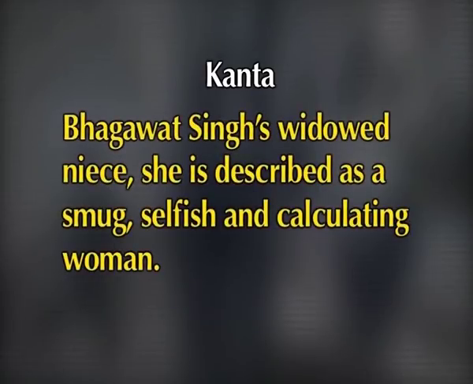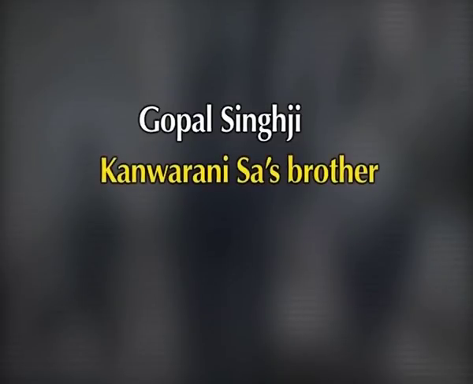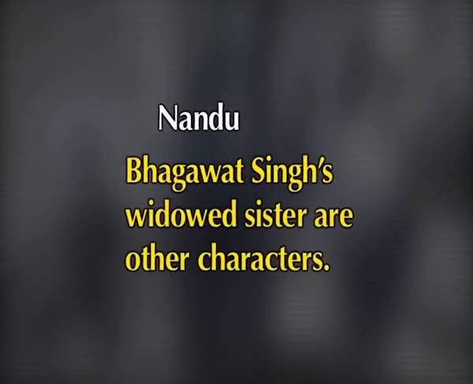Kanta, Bhagavat Singh's widowed niece. She is described as a smug, selfish and calculating woman. She tries to make life better by educating her sons and getting them good jobs. She too is caustic about Geeta's classes. Gopal Singh Ji, Kanvaranisa's brother, and Nandu, Bhagavat Singh's widowed sister, are other characters.